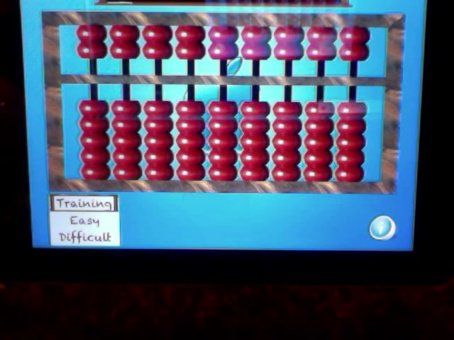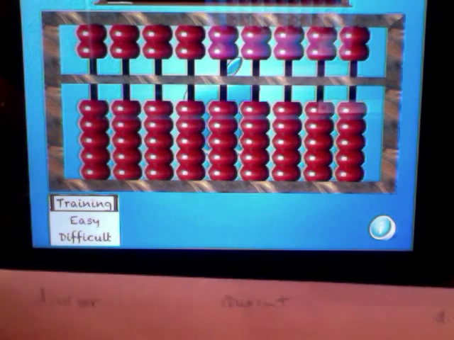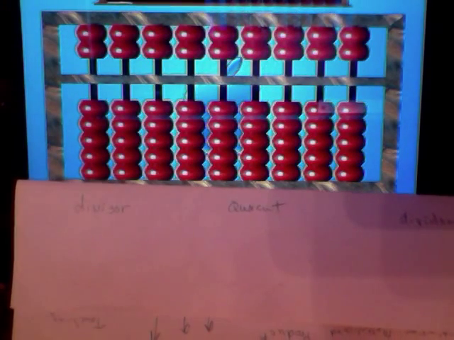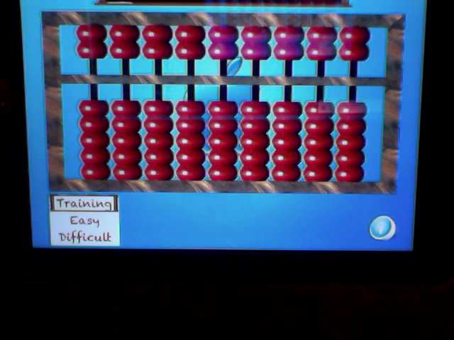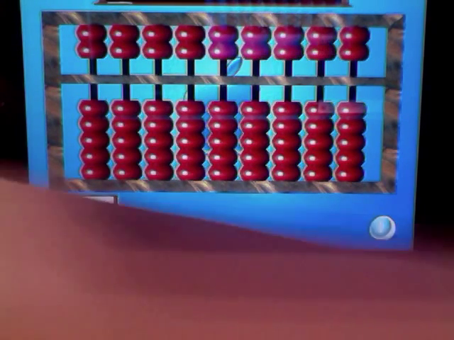But the main thing that I learned was that the divisor goes on the left, the quotient is in the middle, and the dividend goes on the right. So I figured I would give them scrap paper to help them keep track. And the problem that I decided to do as a demonstration is 336 divided by 28.